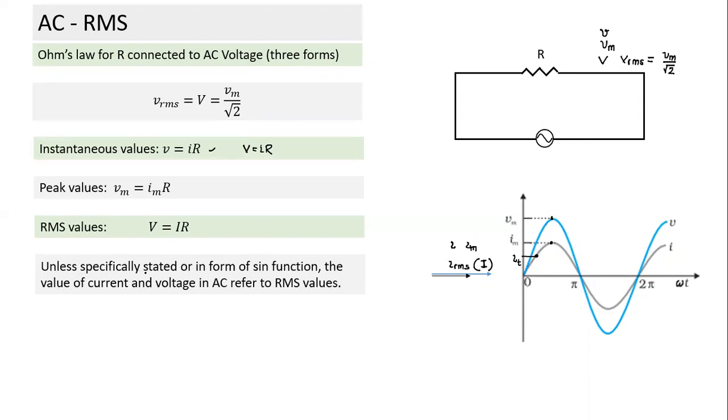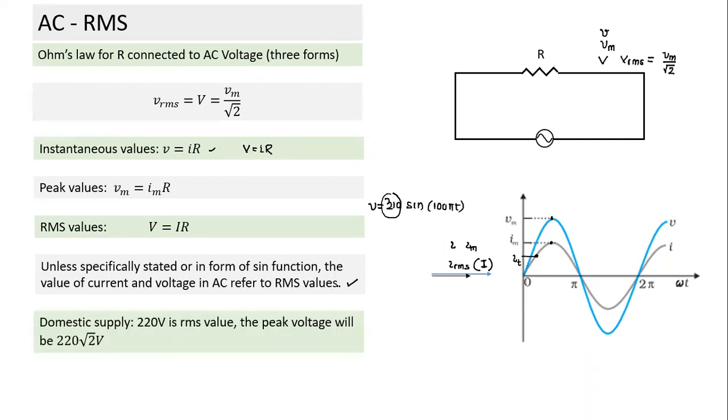So unless it's specifically stated, if suppose V is written like 300 to 310 sine of 100 pi t, if it is written like this, naturally this term is the peak value. So unless stated specifically, or it is in the form of a sine function, the value of current and voltage refers to the RMS value. We'll come to more applications, we'll see that later. This point also we have to keep in mind so that we don't get confused.